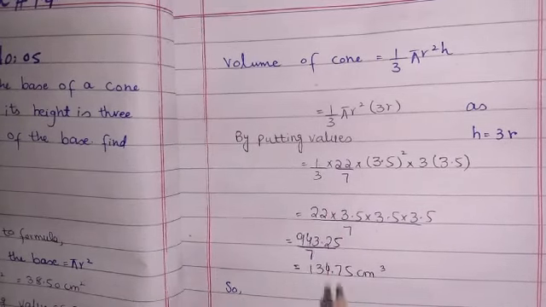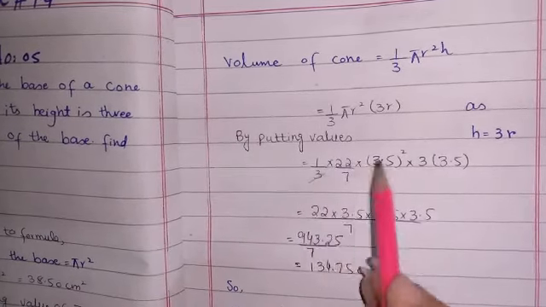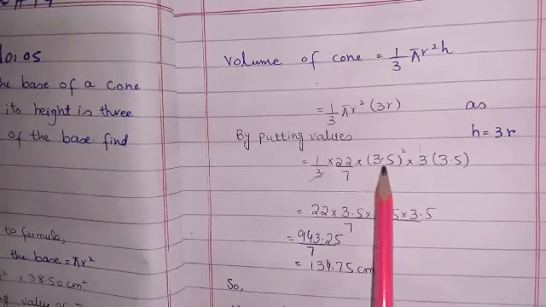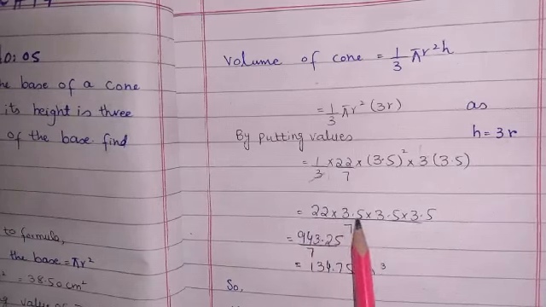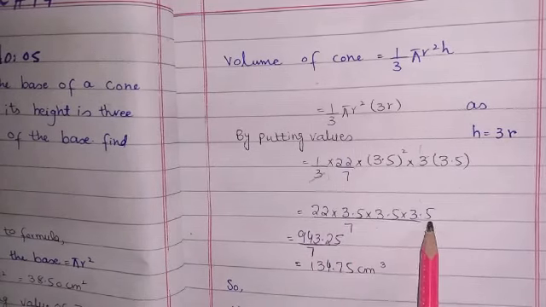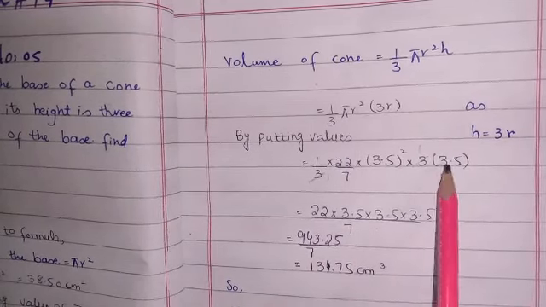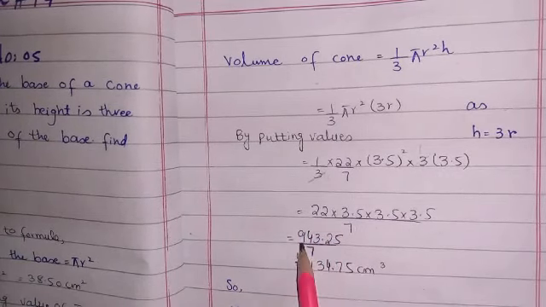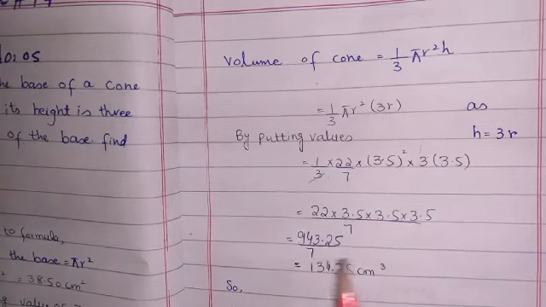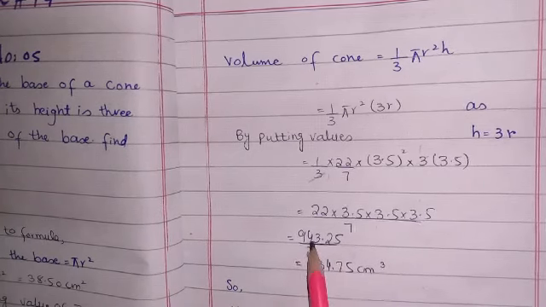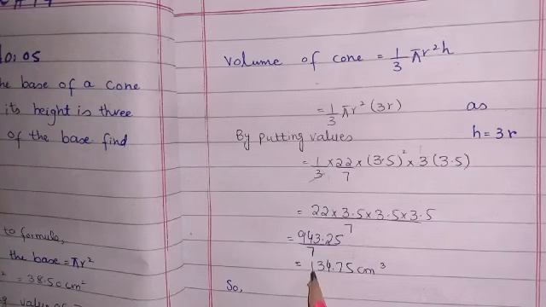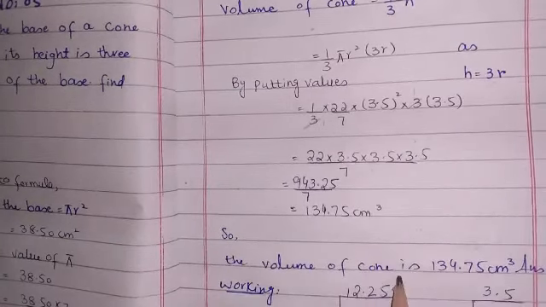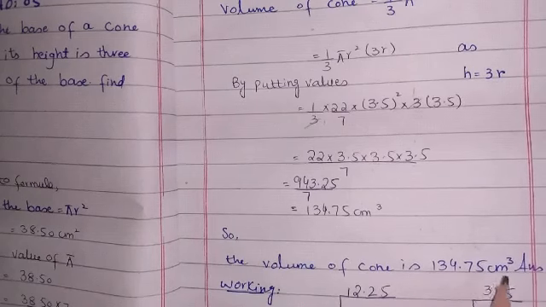Now students, there is some simplification. 3 ones are 3. Now we will write 3.5 two times: 22 into 3.5 into 3.5 into 3.5, because this is 3.5 from the above, over 7. When we multiply all the numerator, we get 943.25 over 7. When we divide 943.25 by 7, we get 134.75 centimeter cube. So the volume of the cone is 134.75 centimeter cube.